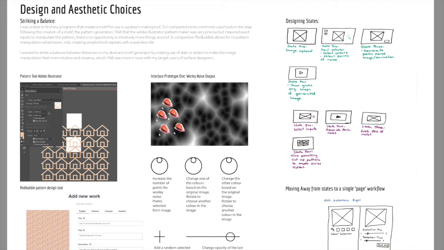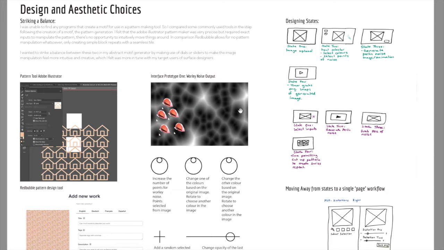So these were some of the design and aesthetic choices I made, and a little bit of research I did around that. I looked at some tools that designers are currently using, things like Illustrator and Photoshop, and looked at the high level of knowledge required to interact with them. Nothing is intuitive. And then I looked at something like Redbubble, where you don't really need any idea of how to manipulate a pattern at all to be able to create a pattern. But in that sense, you also lose your agency.